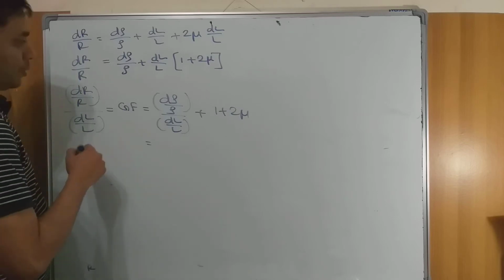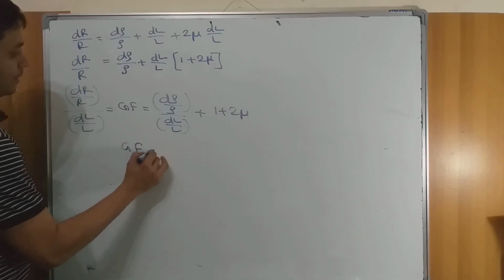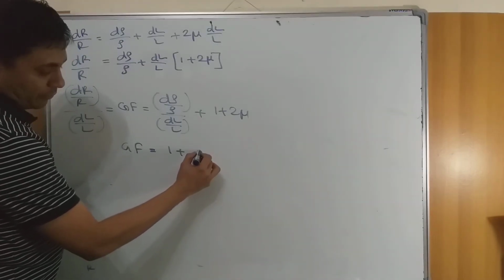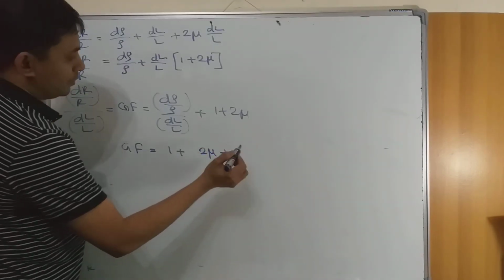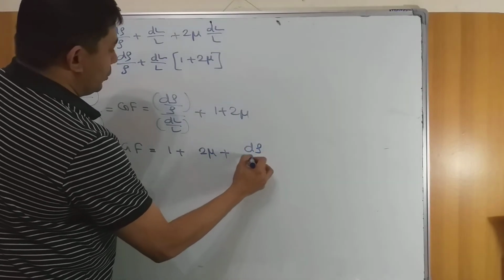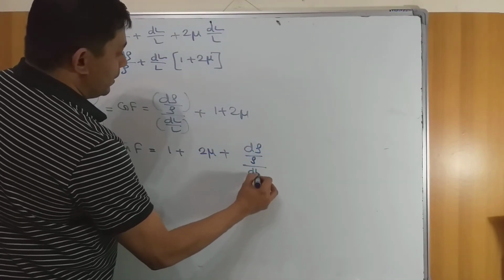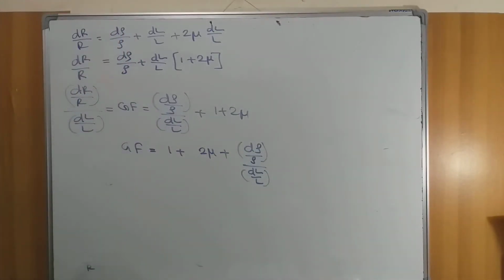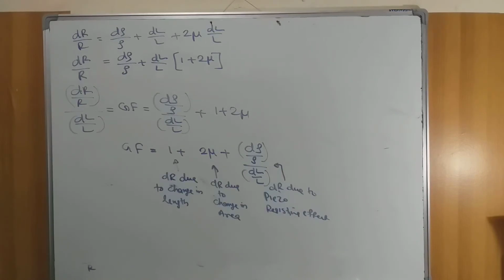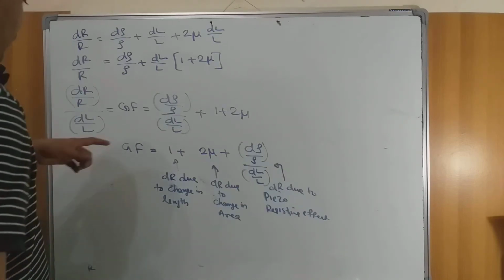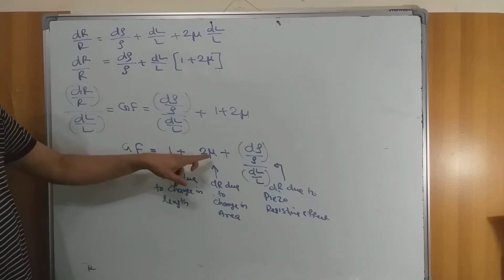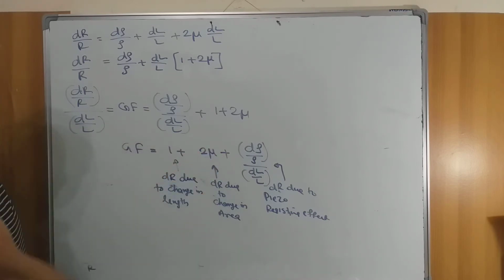So here, if you look at the equation and rewrite it, 1 plus 2 mu plus d rho by rho divided by dL by L. So now we have our equation. If you rewrite, the gauge factor is equal to 1 plus 2 mu plus d rho by rho divided by dL by L.